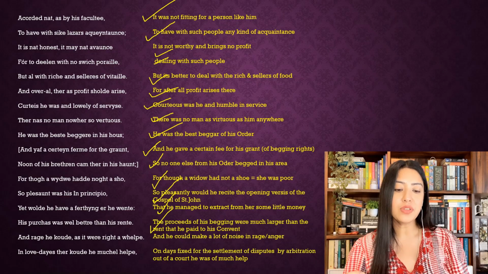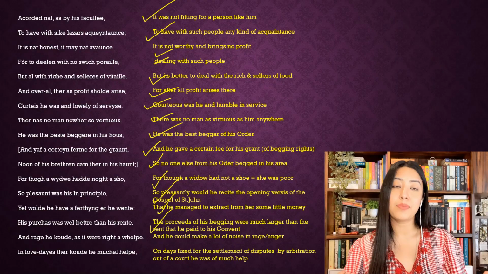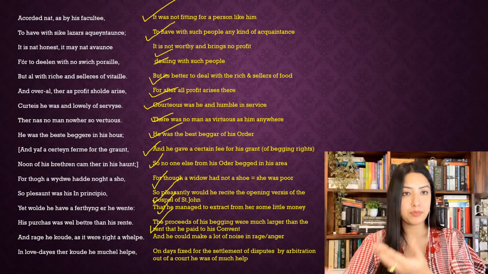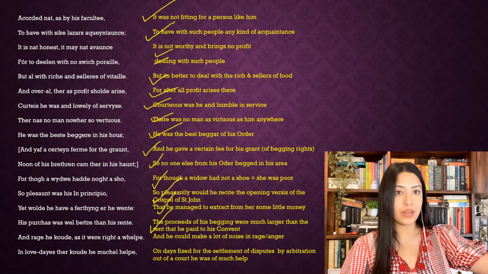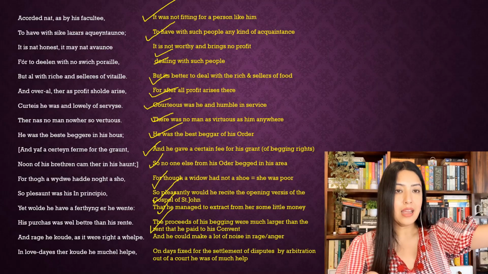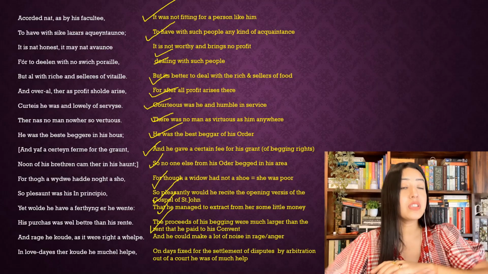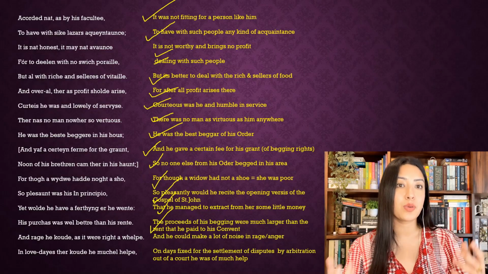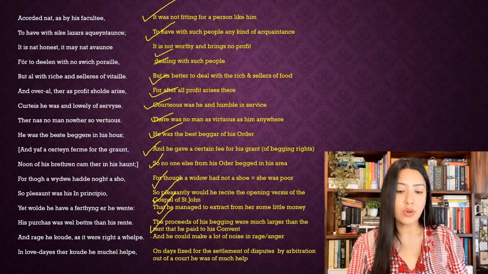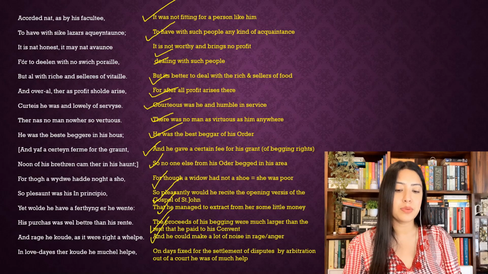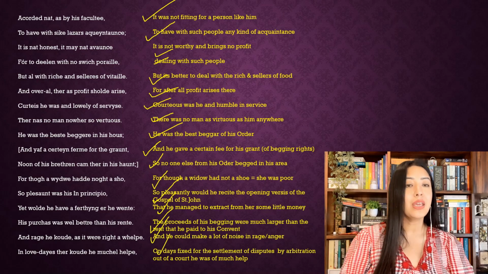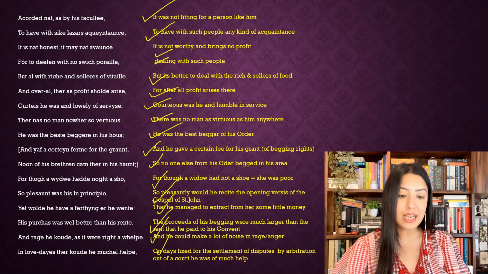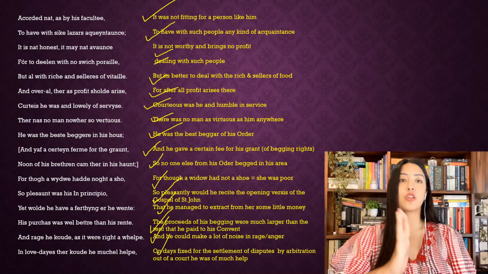So the proceeds of his begging were much larger than the rent he paid to his convent. So the money that he begs, a part of it goes to the convent, right? He has to give the money there. The one that he keeps for himself is far larger. It's more profitable to him. It's far larger than what he pays. So it's profit for him. He is rich. So on days fixed for the settlement of disputes by arbitration out of a court, he was of much help. So in disputes also, he would be of help. He would take part in these disputes and solve the problems.